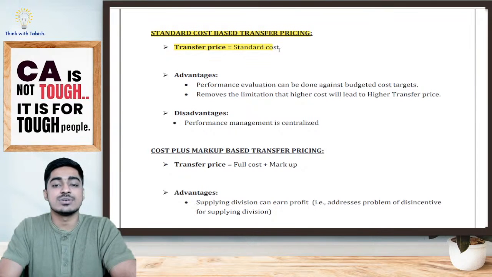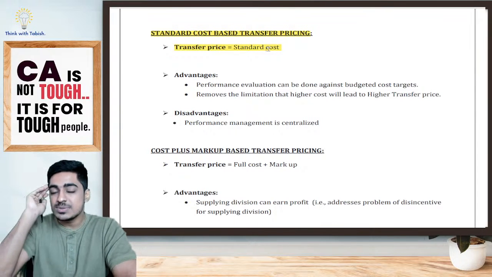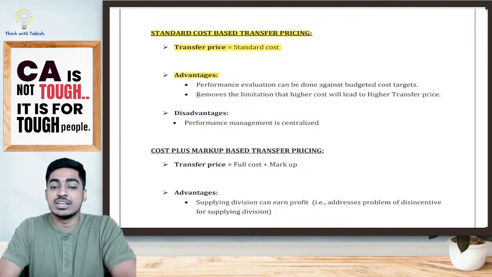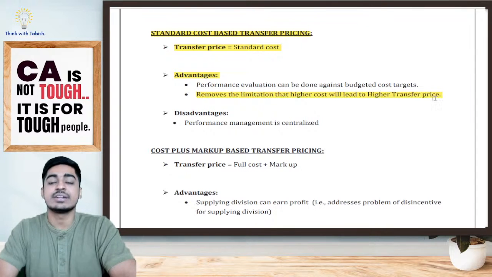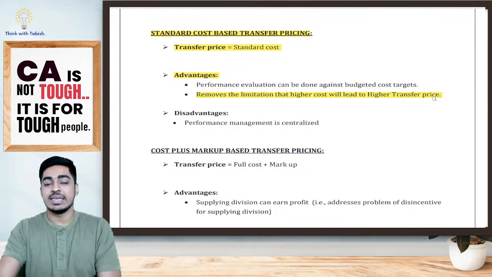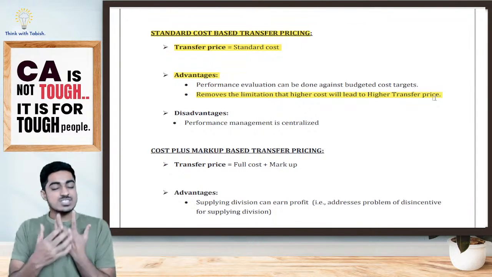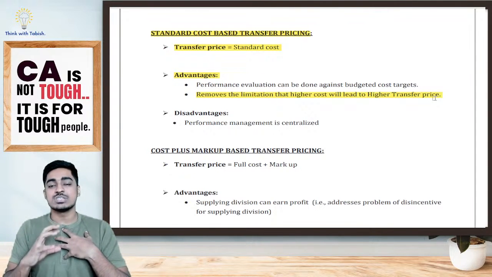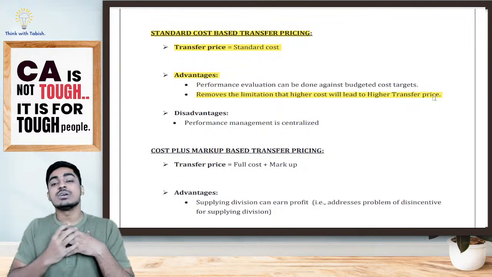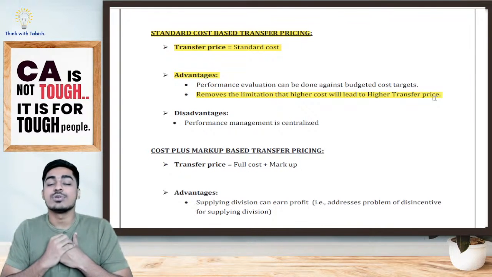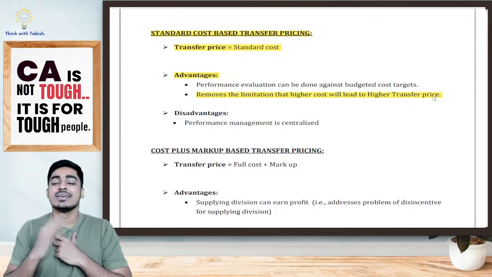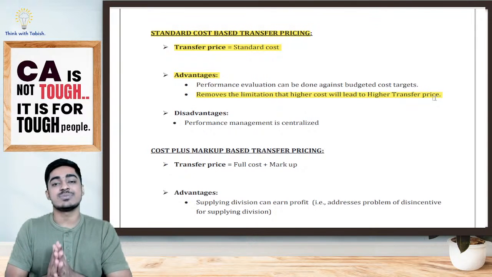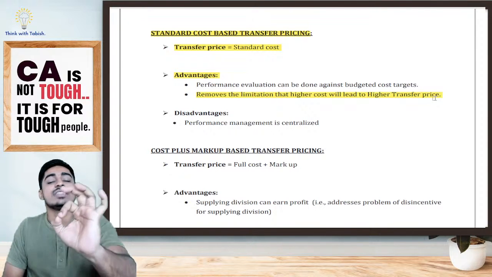Here we are going to transfer the goods at standard cost, whatever was the pre-estimated cost. Here we have one advantage. It removes the limitation that higher cost will lead to higher transfer price. Previously, in full cost and marginal cost, whatever was my actual cost, that I was transferring. Suppose my variable cost is 1000 and my fixed cost is 500, so I will transfer it at 1500 based on full cost. But in standard cost, actual cost I won't consider. Suppose 1400 is my standard cost, I will transfer it at only 1400.